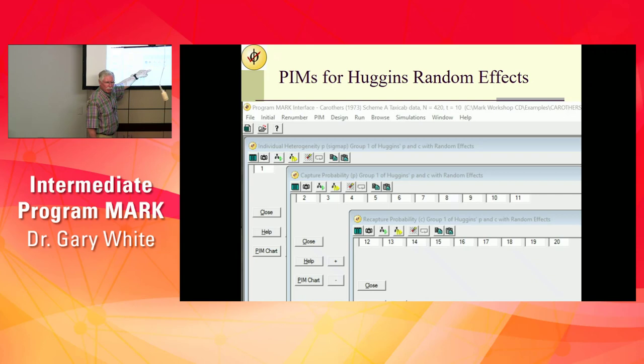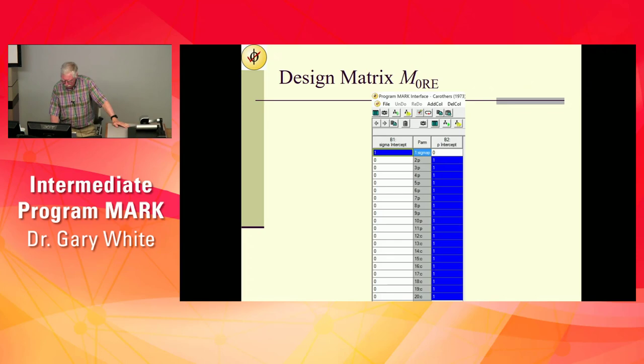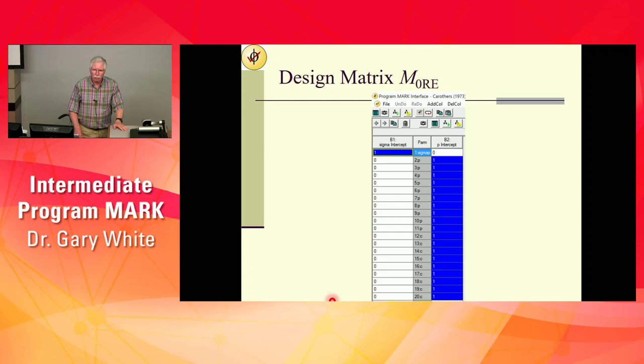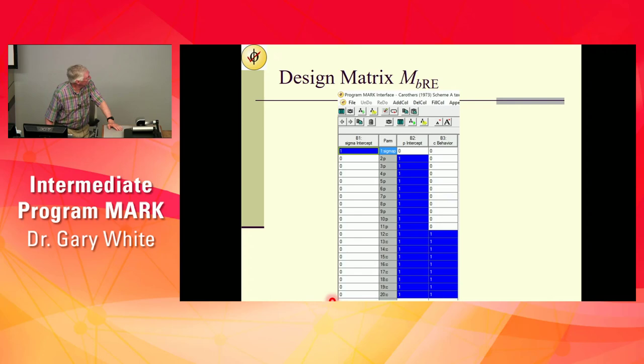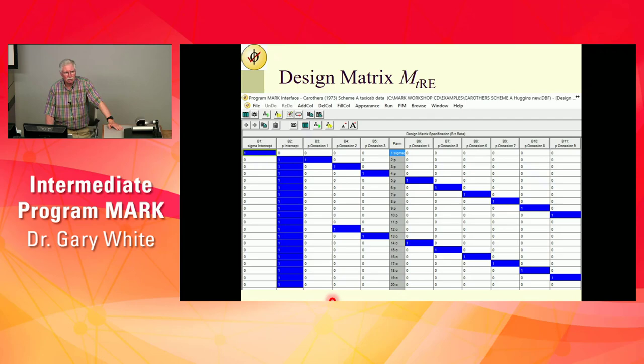And so then you can run your model M0 random effects. I label them RE for random effects. So you've got a sigma and you've got an intercept. And then, of course, you've got a model B random effects. All this is just the same model you had before, but now you've got a sigma up there in front of it. And you've got a model T random effects, and a model TB random effects.